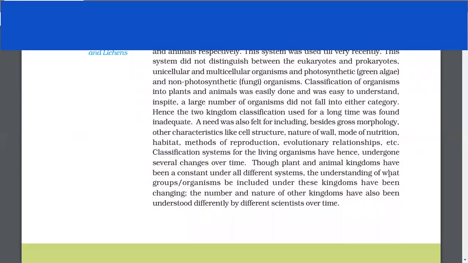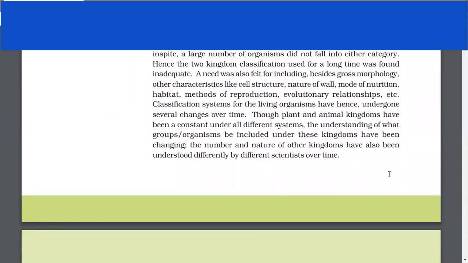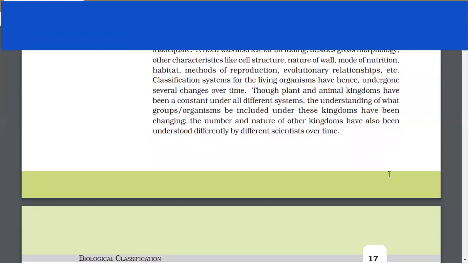A need was also felt for including, besides gross morphology, other characteristics like cell structure, nature of wall, mode of nutrition, habitat, methods of reproduction, evolutionary relationships, etc. Classification systems for the living organisms have hence undergone several changes over time. Though plant and animal kingdoms have been a constant under all different systems, the understanding of what groups or organisms be included under these kingdoms have been changing. The number and nature of other kingdoms have also been understood differently by different scientists over time.